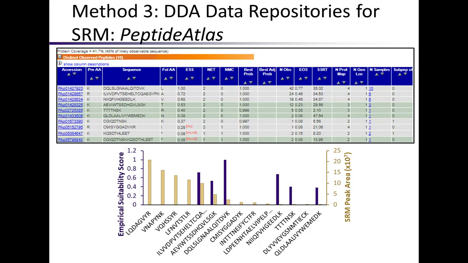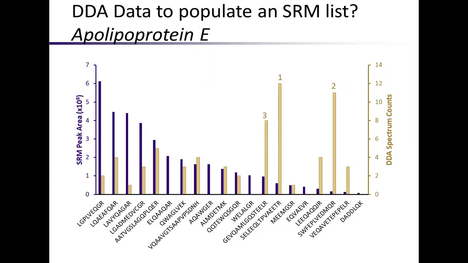And so a third method for picking your peptides is using DDA data repositories. Okay, so this is data-dependent acquisition, and it's a very common discovery proteomics technique. And so a lot of these various algorithms use DDA data to train, all right? And so this is what I'm showing here from Peptide Atlas, the empirical suitability score based on the DDA data. And if we look at this, this looks a lot like those curves or those plots that we were looking at before.